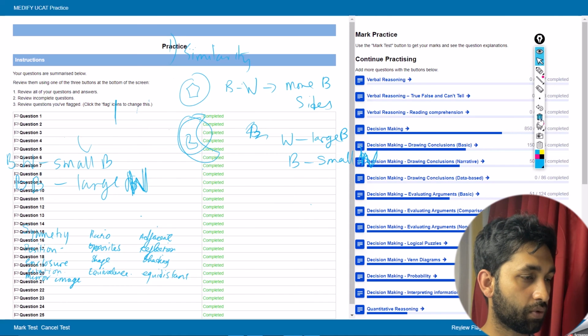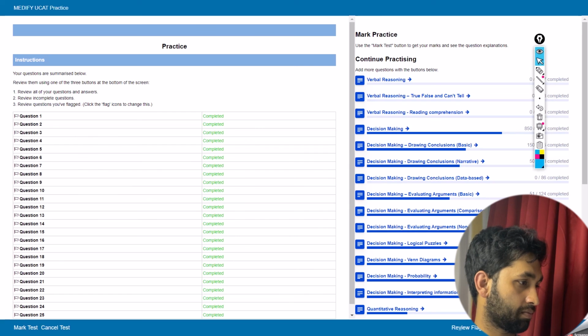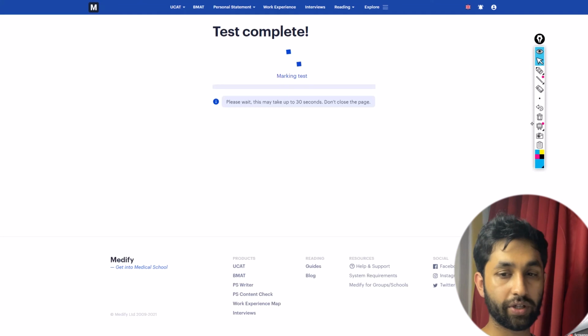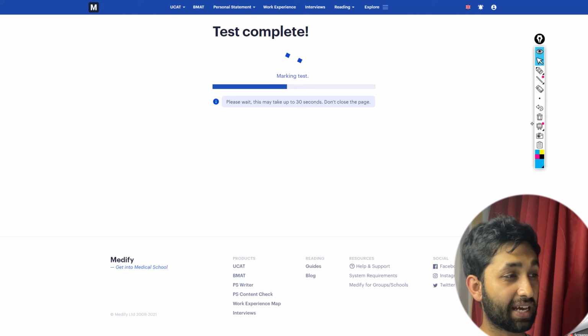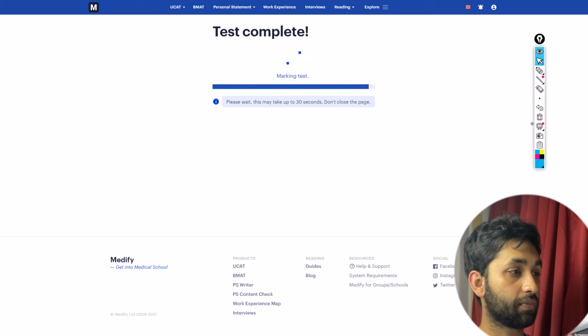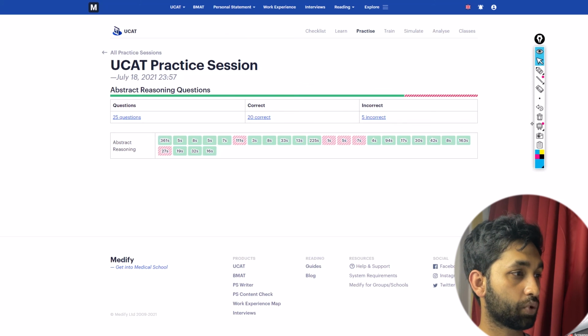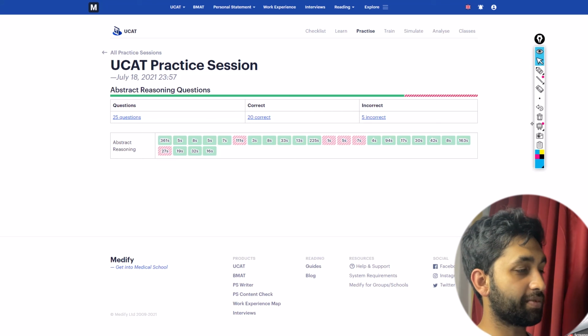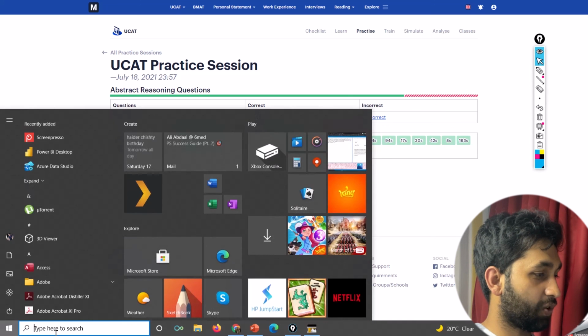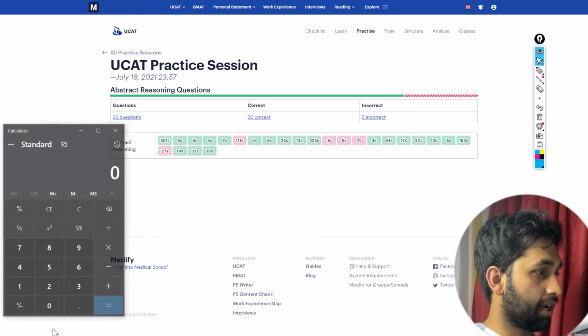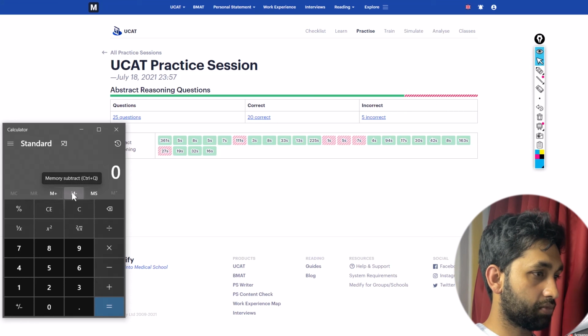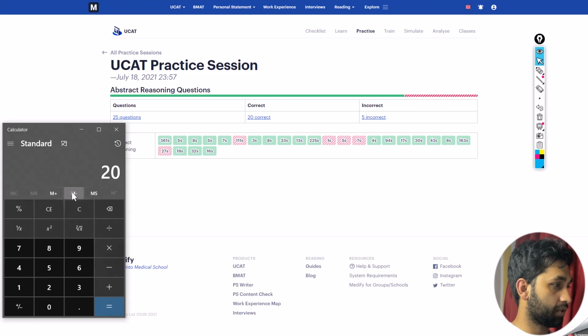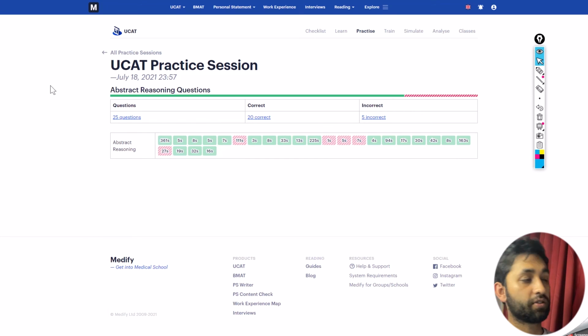So let me get rid of all of this and let's mark it. There was one set which I did not like at all, so I kind of guessed at that. So let's see how I've done. 20 correct, 5 incorrect. So that's pretty much equivalent to 1 subset incorrect. If I had to work out on average what that would be, you're looking at around 700 to 800. So 750 to 800 is what I would probably get on this.